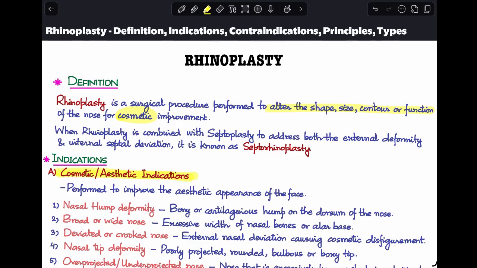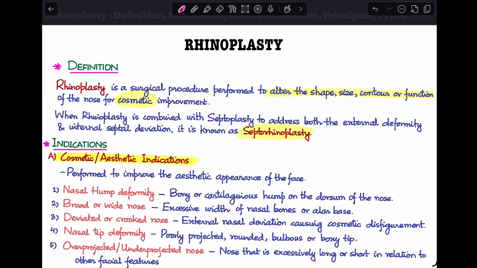Now, sometimes we combine rhinoplasty along with septoplasty to address the deformity in the external nose as well as in the internal nose, maybe in the form of a septal deviation. When these two surgeries get combined, we call it septorhinoplasty. So this is what rhinoplasty is. It is a nose job. Basically, we are altering the shape of the nose for cosmetic reasons.